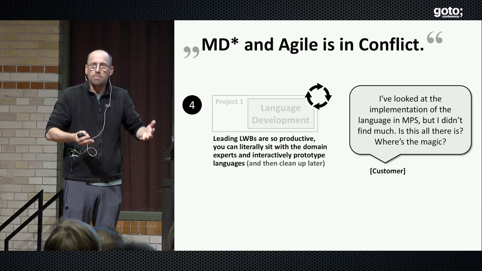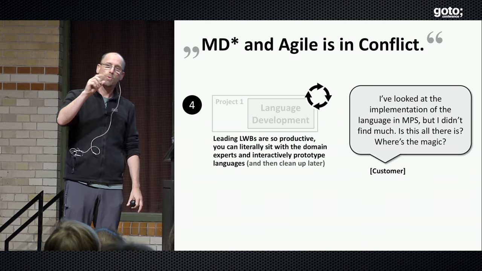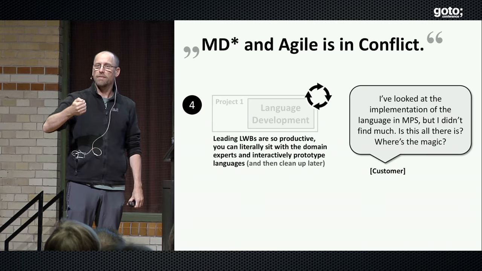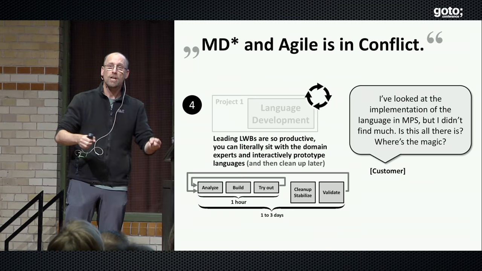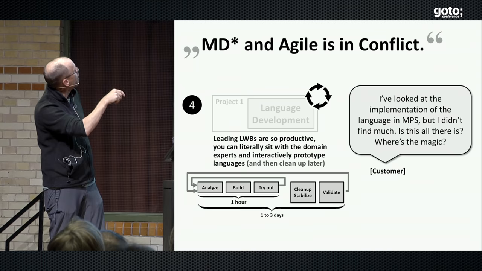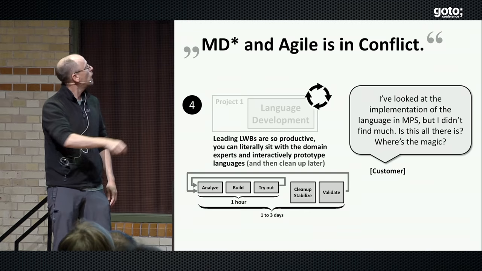So once you master MPS, which is admittedly quite a bit of a learning curve, you have a very powerful tool at your hand on the kind of meta level. And the way I develop languages, literally, is I sit together with a domain expert, code a little language, turn around the laptop, and let them try it out. I do this for like an hour, like the iteration is 1 hour. Understand a bit about the domain, build a bit of language, let them try out. I do this 3 or 4 times in a day, and then I go home and clean things up.